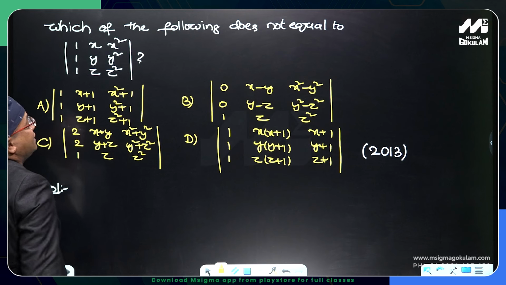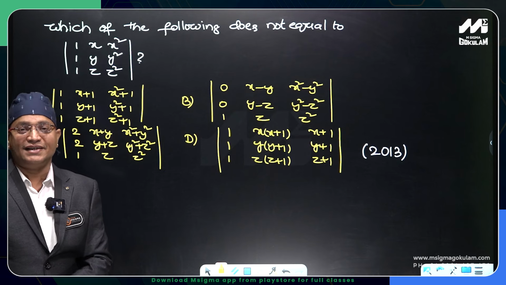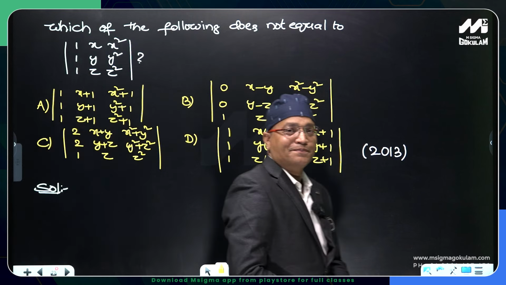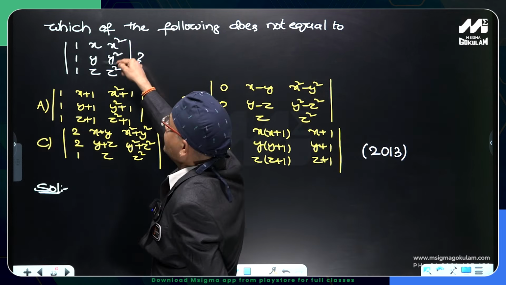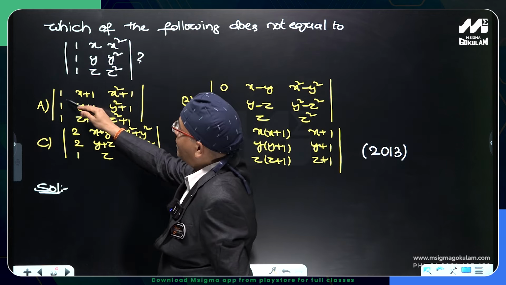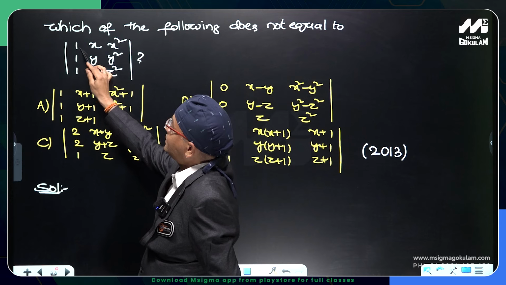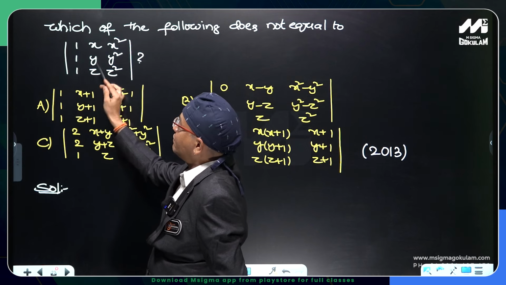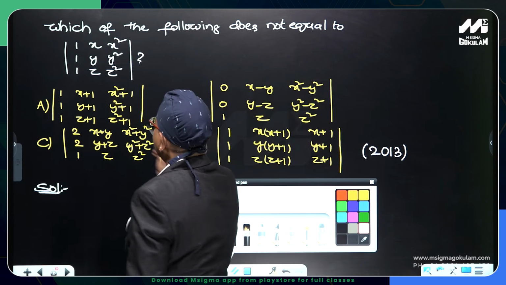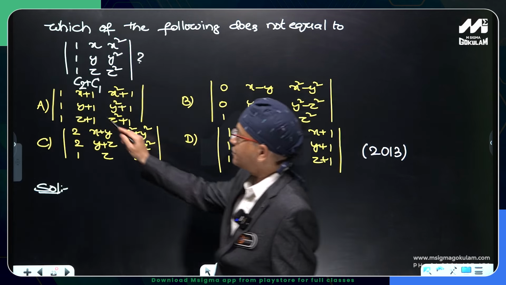Which of the following does not equal to this determinant? It was given in 2013 GATE exam in one of the branches. You see the options also here. Here elements are 1, 1, 1, x, y, z, x square, y square, z square, like that given. Now here you observe 1, 1, 1. Here x plus 1, y plus 1, z plus 1. So that means what we are adding? Column 1 to column 2, x plus 1, y plus 1, z plus 1. So this comes like that only. It is simply C2 plus C1.